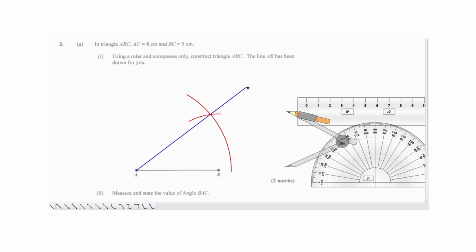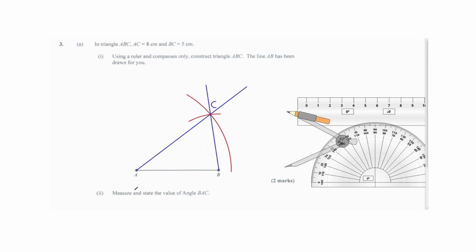Okay. So C is at this point here. And then we draw the line BC, which is here. Okay, so C is at this point here. So this is C here. Okay.